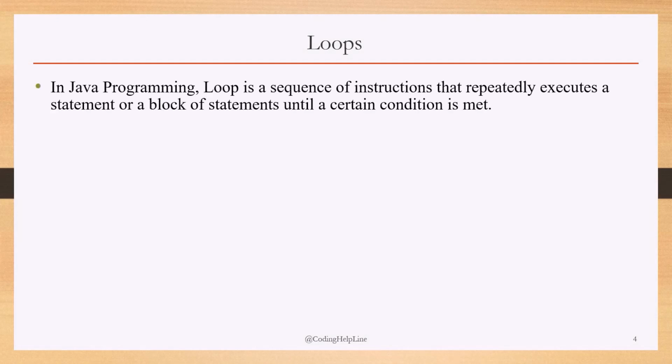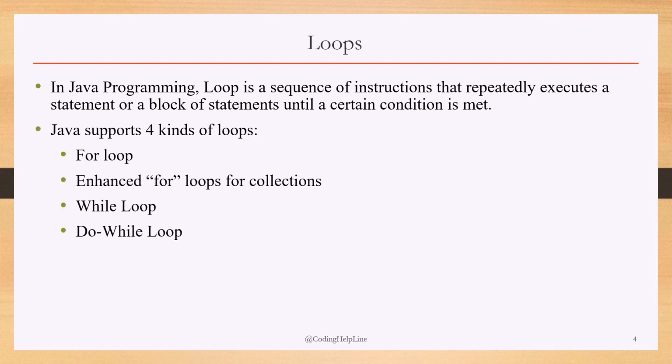Loops. In Java programming, loop is a sequence of instructions that repeatedly executes a statement or a block of statements until a certain condition is met to stop execution. Java supports 4 kinds of loops. Basically 2 types of code loops. 2 are the variation of for loop and 2 are the variation of while loop.